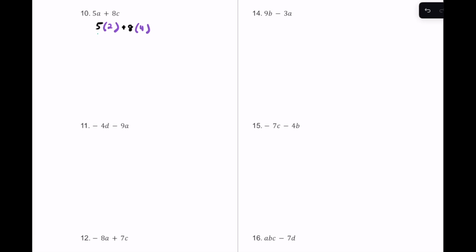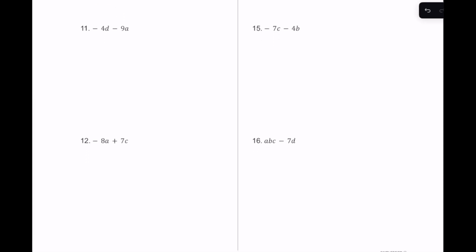We're going to do the first multiplication. So 5 times 2, that's going to equal 10. So it's going to be 10 plus 8 multiplied by 4. Now between addition and multiplication, let's do the multiplication first. So 8 times 4 is going to be 32. So we have 10 plus 32. And then 10 plus 32, that's going to equal 42. Okay, let's take a look at number 11 now.